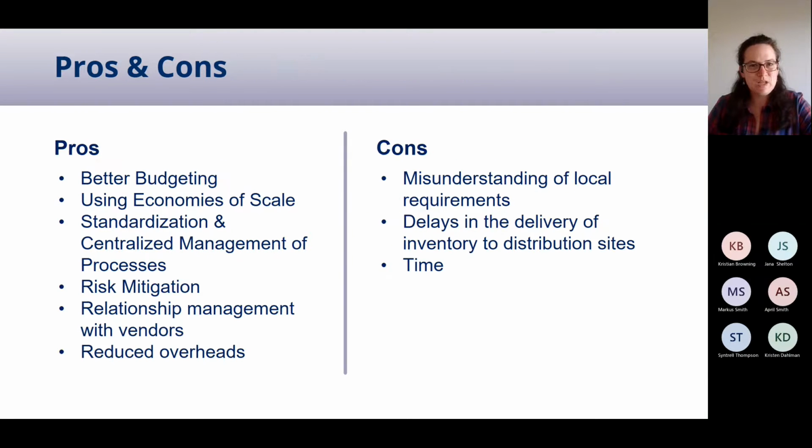Great. So with any program where you have multiple options, there are both pros and cons. Running through some of the pros for centralized procurement, you generally have better budgeting because all costs are handled by one entity. You're able to use economies of scale, increasing our purchase power, like we talked about a little bit earlier, because you're pooling your purchasing power from potentially multiple departments or multiple agencies to hopefully achieve a better price point.